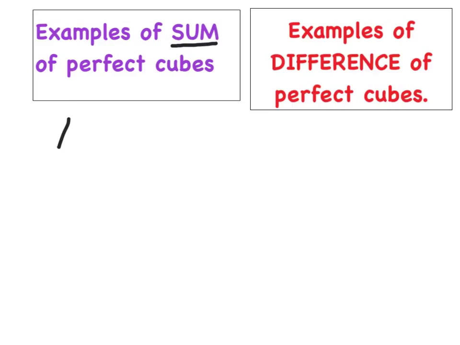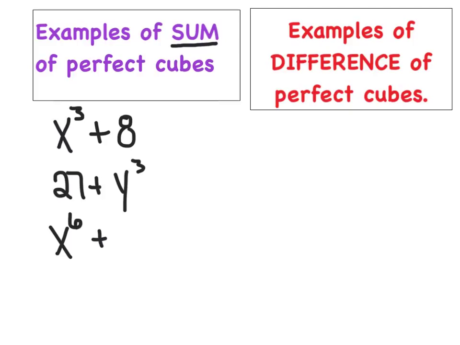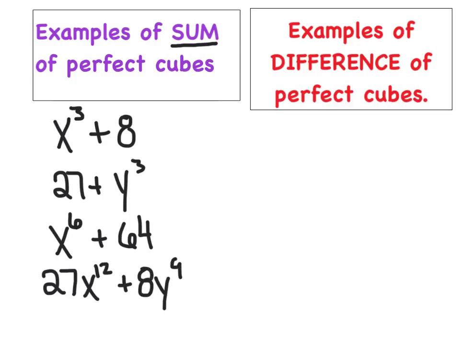So tonight, something we might look at is how to factor x cubed plus 8, because both the x cubed and the 8 are considered perfect cubes. Or we might factor something like 27 plus y to the 3rd, or it might be something like x to the 6th plus 64, or it might even get crazy and they could say 27x to the 12th plus 8y to the 9th, and every term in there is considered a perfect cube.